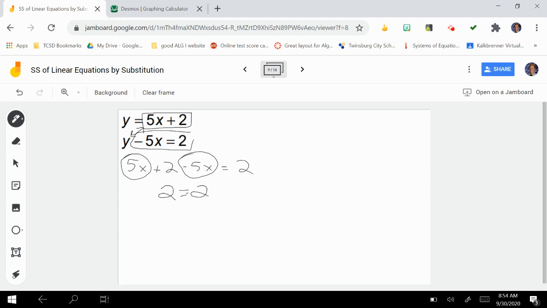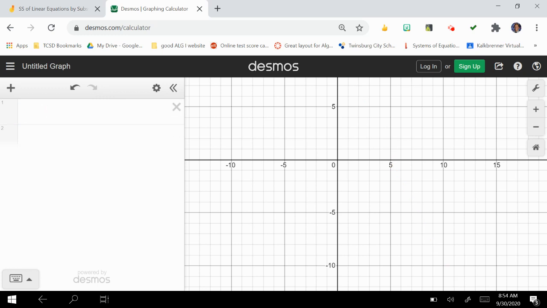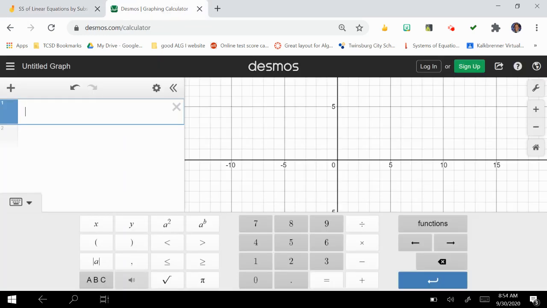So this is a special case. What's so special about it? They what? They equal each other. So let's show that on Desmos. So I'm going to erase those. And our first equation says y equals 5x plus 2.